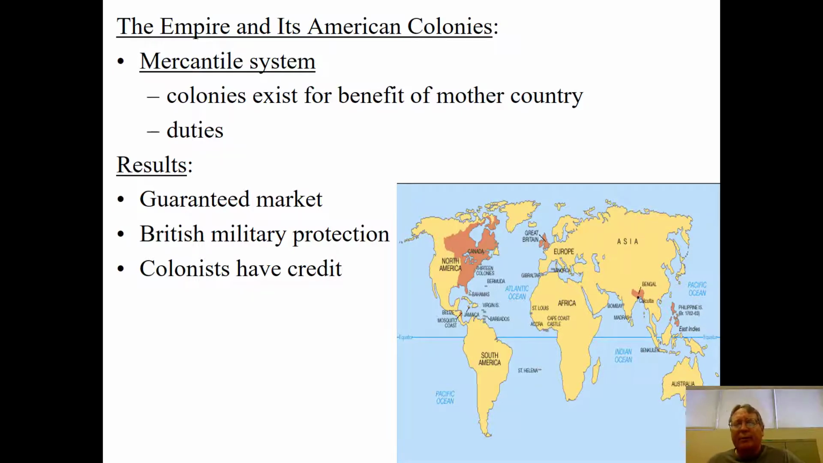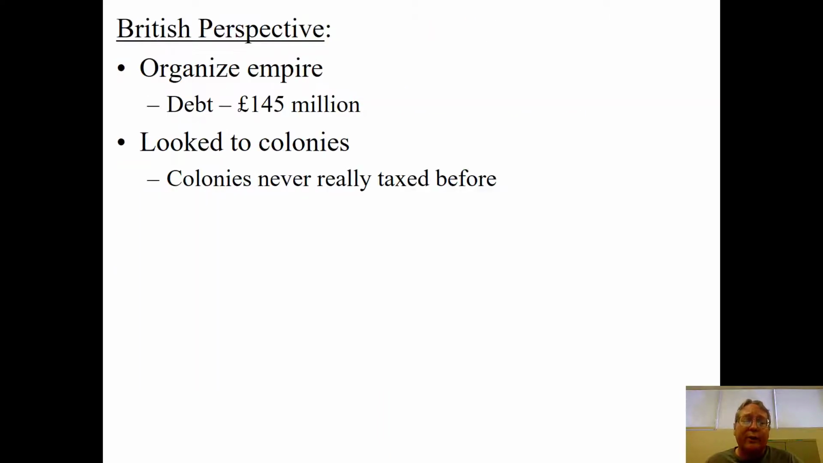This empire is supposed to work basically for everybody, but mostly for Great Britain. After all, they're the ones that create these colonies. They're the ones that protect these colonies. But it's never quite worked that way.